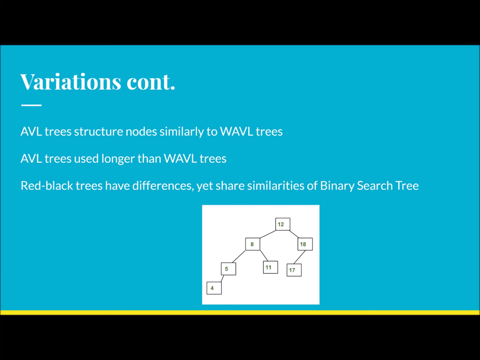All nodes of a red-black tree are either red or black, have a black root, no two adjacent nodes are red, and finally, every path from a node to any of its child null nodes has the same number of black nodes. WAVL trees are a combination of both AVL trees and red-black trees, which produces the most efficient binary search tree.